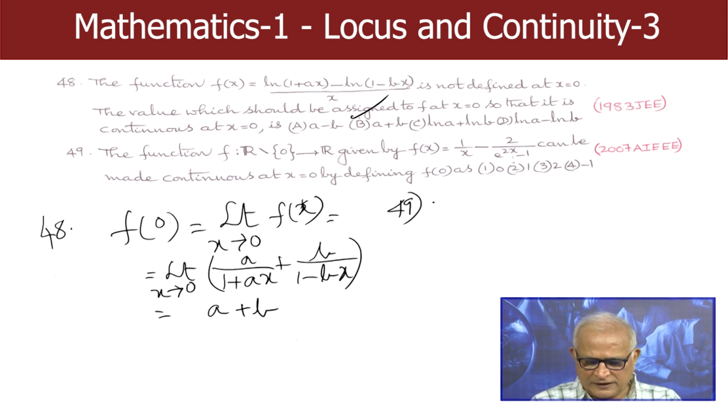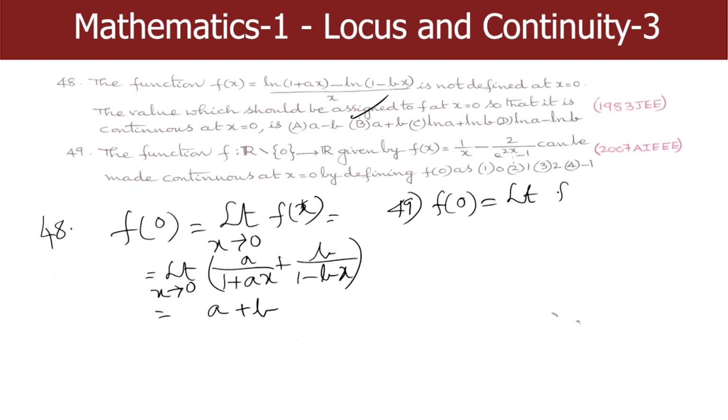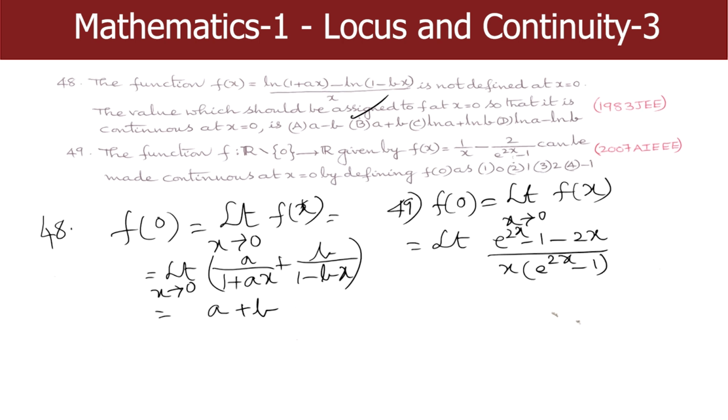So f0 is limit fx as x tends to 0, or limit, if you take LCM, e power 2x minus 1 minus 2x by x into e power 2x minus 1. Well, this is what you get as x tends to 0. e power 2x minus 1 minus 2x by x into e power 2x minus 1.